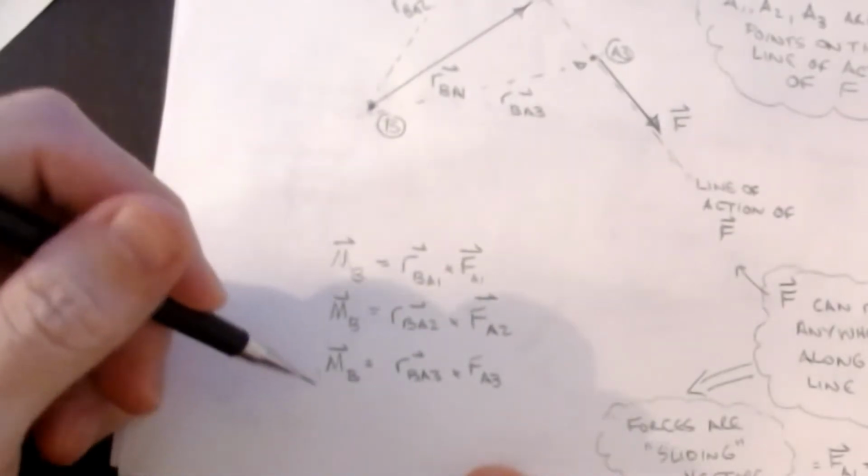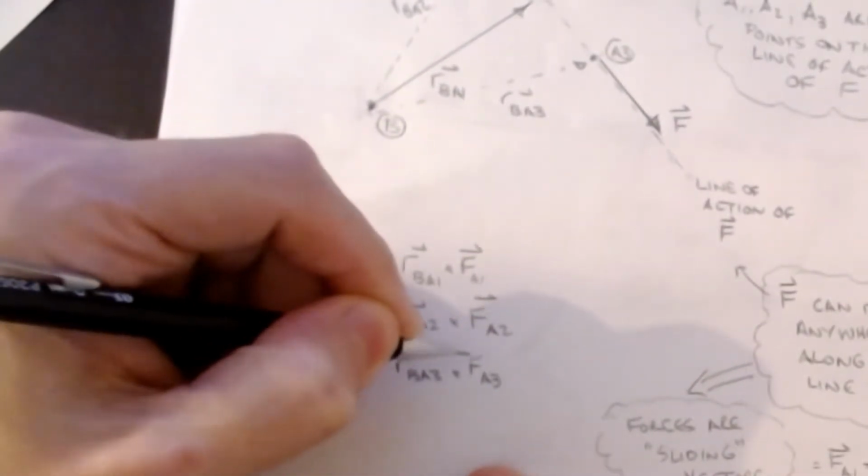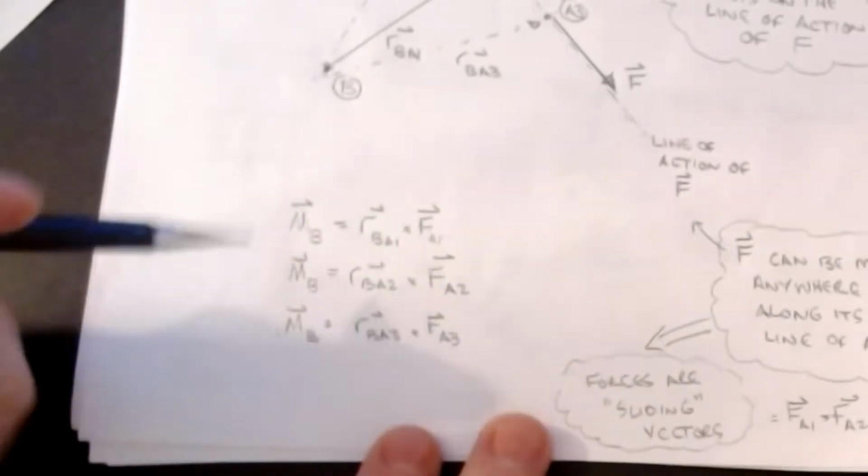And then M_B is R_BA3 as a vector cross into the force at A3. It doesn't matter because these are all the same force. I'm able to slide them. They're all on the same line, okay? And so when they're a sliding vector, that basically means that the force at all three of those locations has the same effect, okay? And so this is how we can start to use this.